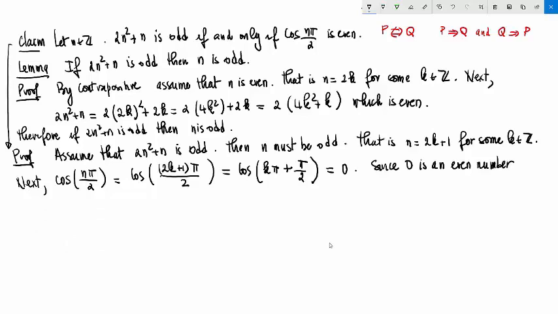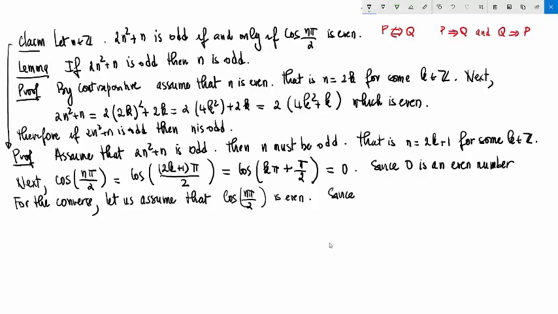Okay, now for the other way around, because this is a biconditional statement, so I just proved that P implies Q. So for the converse, let us assume that cosine of n pi over 2 is even.